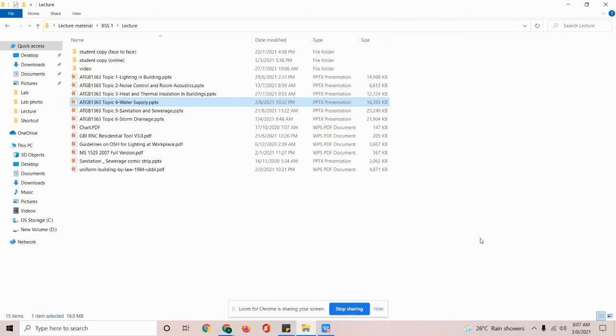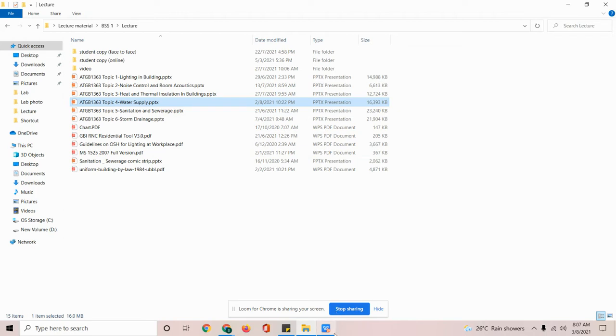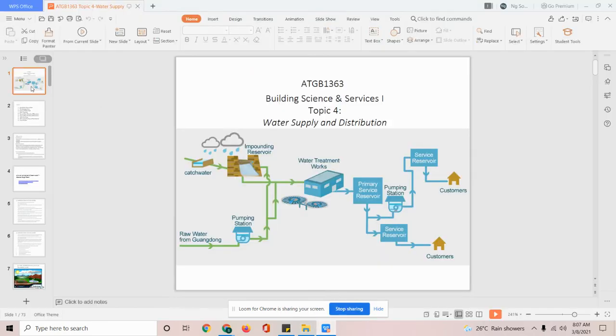Okay, so now we're on to the new chapter. Previously we had three chapters regarding light, noise control and room acoustic, and then heat. So these three topics can be a category by themselves. And then after that we have water supply and sanitation and sewage. So these two are quite similar. And then finally we have the storm drainage. So we are now on week 7. I think we just have a nice time period to finish up all our lecture.